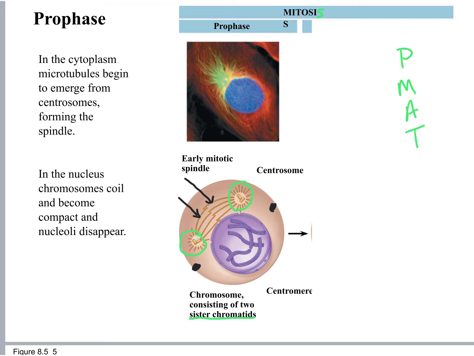Let me change pens here real quick. So these microtubules right here have gotten a lot longer. Think of those as the fingers on your Velcro glove. They're extending and getting longer and longer. So this is what prophase looks like.